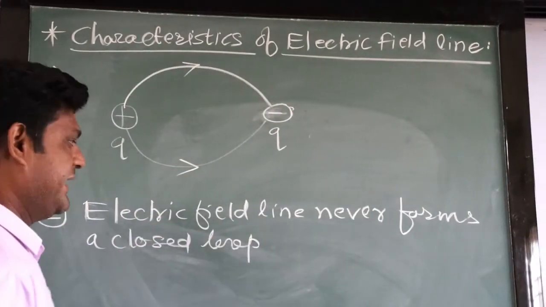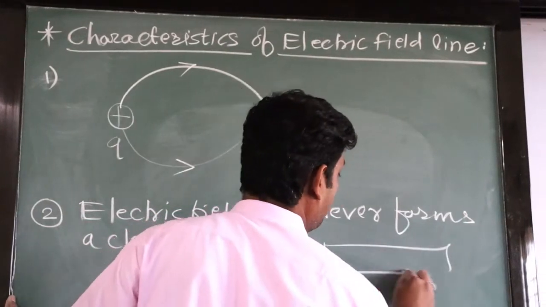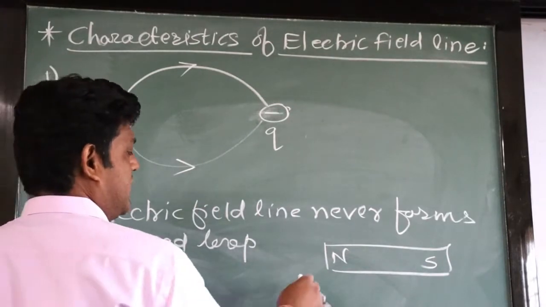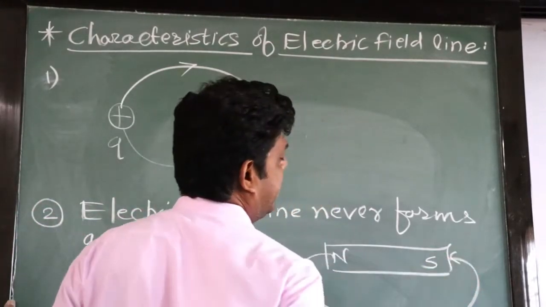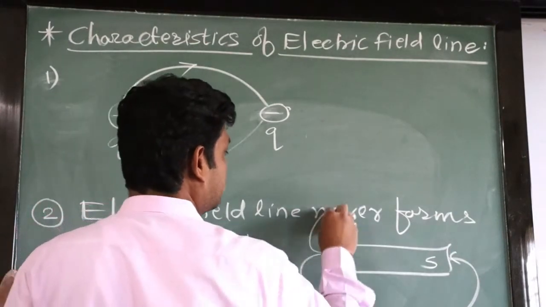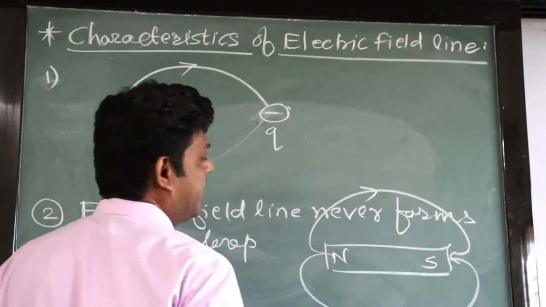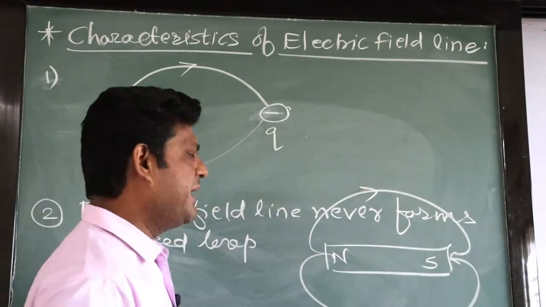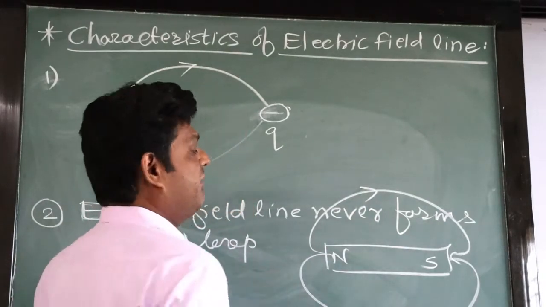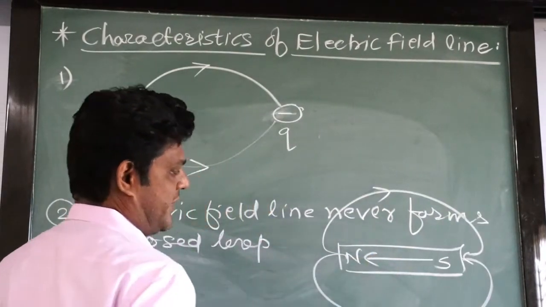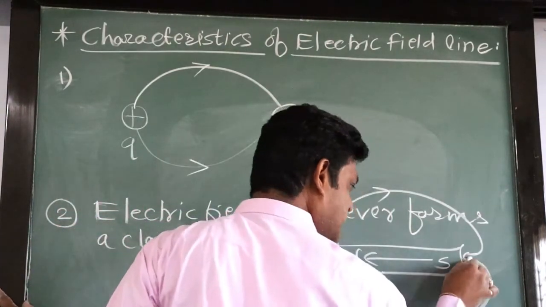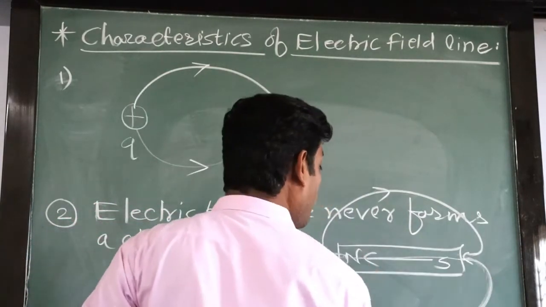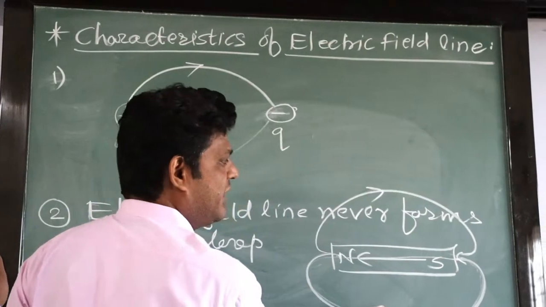What happens with a magnet? See, this is the north pole, this is the south pole. The magnetic field lines start from the north end and end at the south end, like this. These are the magnetic field lines outside the bar magnet. What happens inside the bar magnet? Inside the bar magnet, the magnetic field lines go from south to north. So it is north to south outside and south to north inside, which means it forms a closed loop. This is about magnetic field lines.